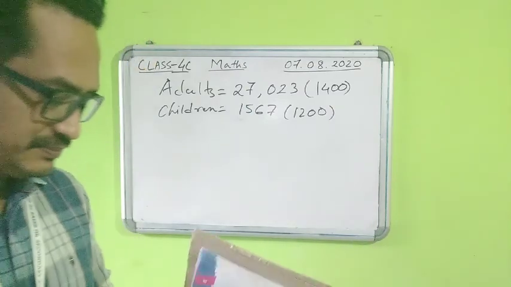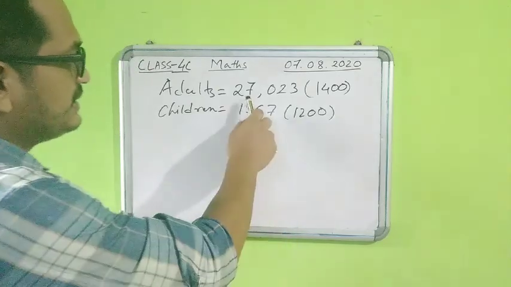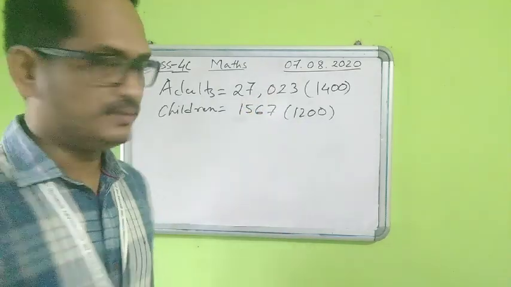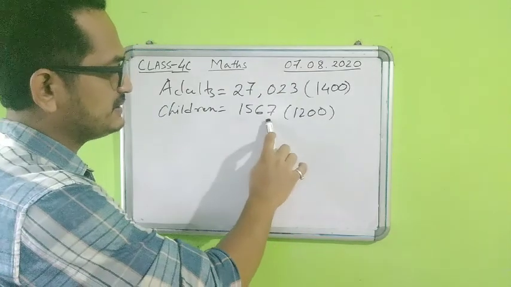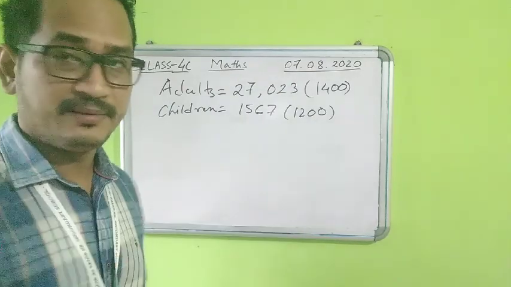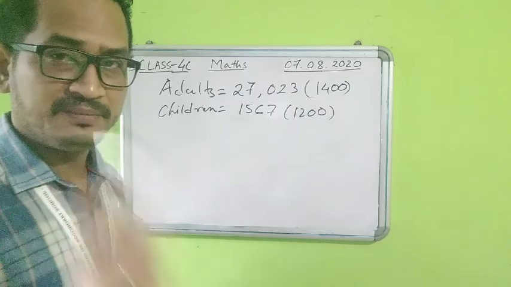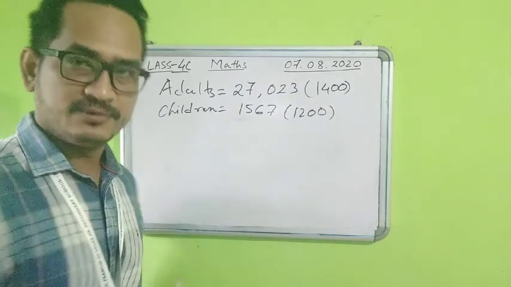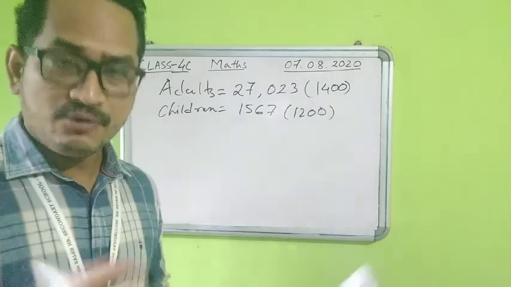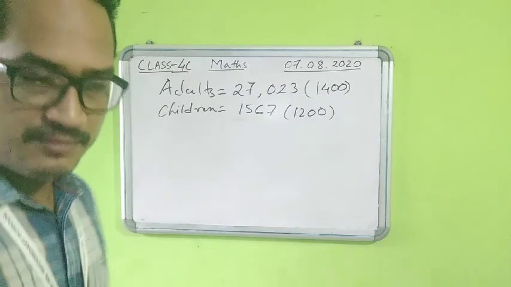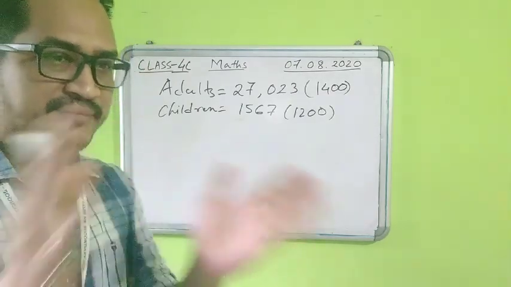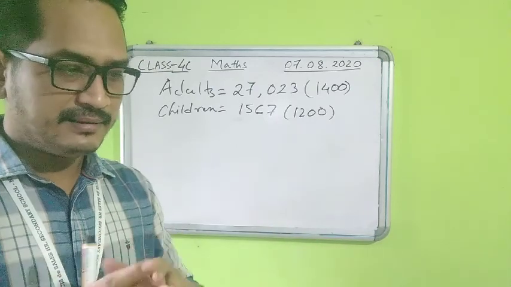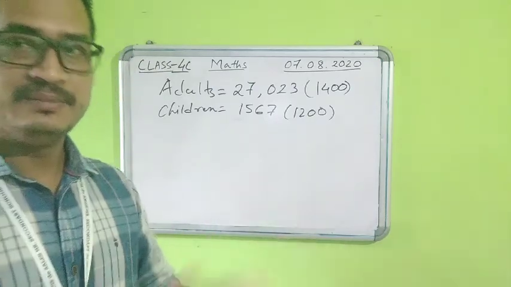That means suppose these many were the adults overall. Now 1,400 went out. Similarly, 1,567 is the number of children, but on 23rd March this many children went out. So what does went out mean, students? We cannot count them, we have to leave them. So whenever we are talking about leaving or taking away, that means it will be subtraction.